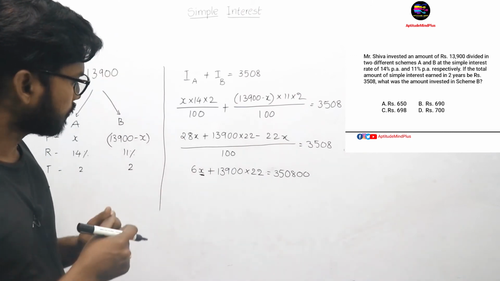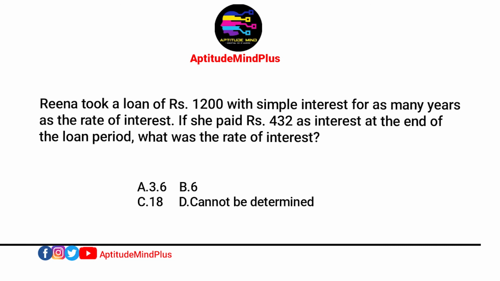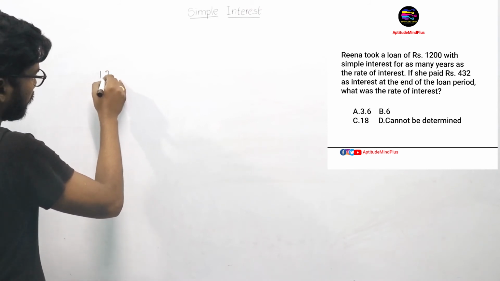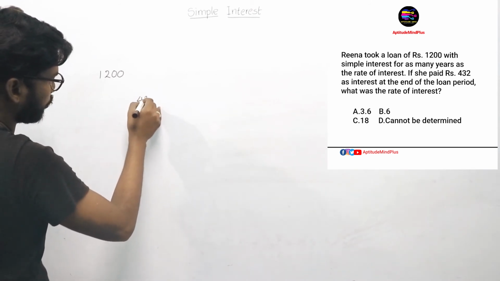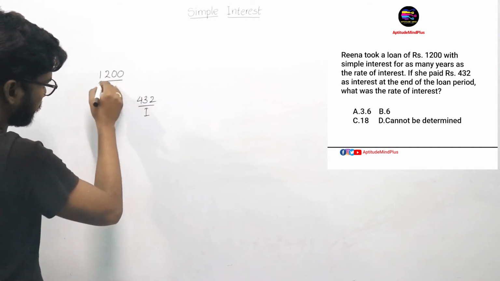Okay, so fine, let's look at the third question. Third one, Reena took a loan of rupees 1200 with simple interest for as many years as the rate of interest. If she paid 432 rupees as interest at the end of the loan period, what was the rate of interest? So in the question it is given that she took a loan of 1200 rupees and she returned 432 rupees as interest. This is the interest, this is the principal amount.